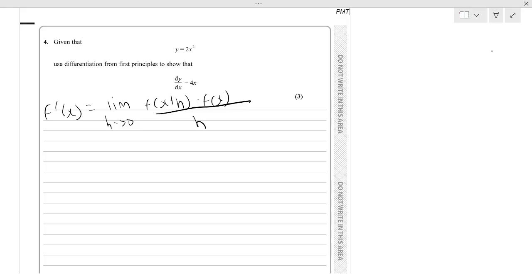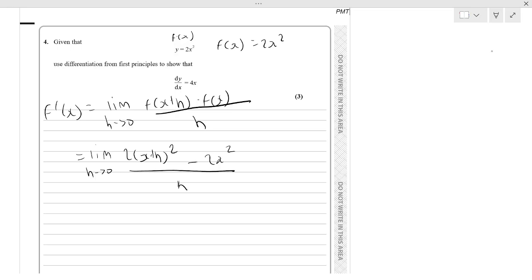And then really all I do from here is substitute x plus h into this. So if y is f of x, then I substitute x plus h in place of x. So that would be the limit as h tends to 0 of 2 times x plus h squared, because f of x would be 2x squared, right? You get that squared, and then minus f of x is minus 2x squared, over h. And then the idea is you expand this bracket out.